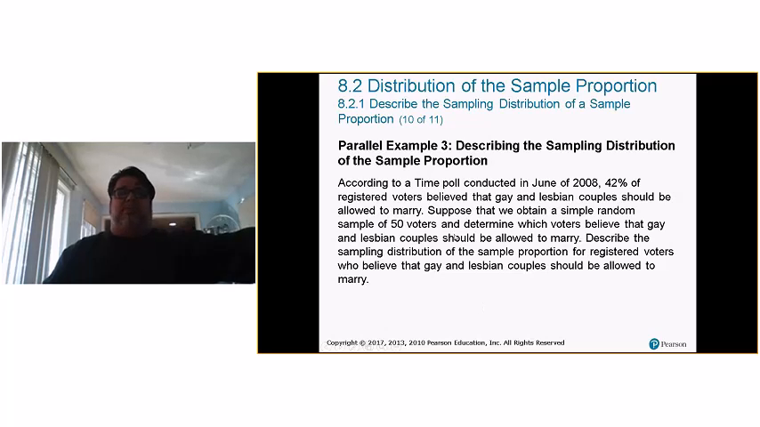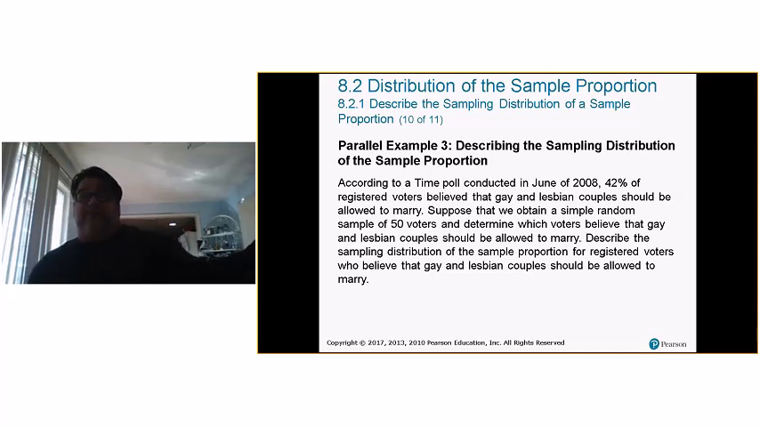Okay, this is an example. You don't have to write it word for word, but it's a test question. They're going to ask you to find the p hat, which is 0.42. So q hat is 0.58. All right, so you know that from the get-go. You've got a sample of 50.